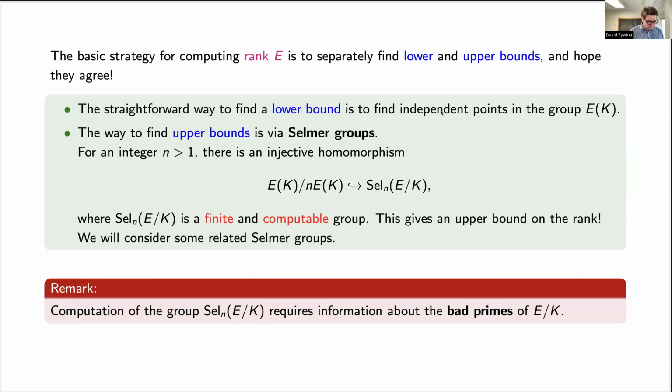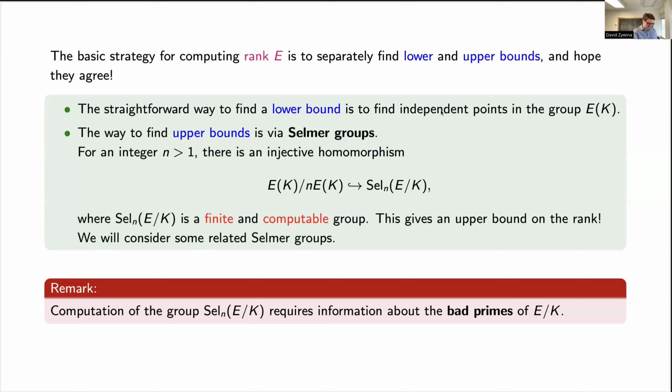Upper bounds are harder. Really, the only way I have of thinking about it is the Selmer groups. So for a positive integer n greater than 1, we have the K-rational points mod n. And this finite group, which if you know the torsion points of your elliptic curve will tell you the rank, maps into this Selmer group, which all you need to know for now is that it's a finite computable group. And this gives an upper bound on the rank. And so we'll do some Selmer groups soon.